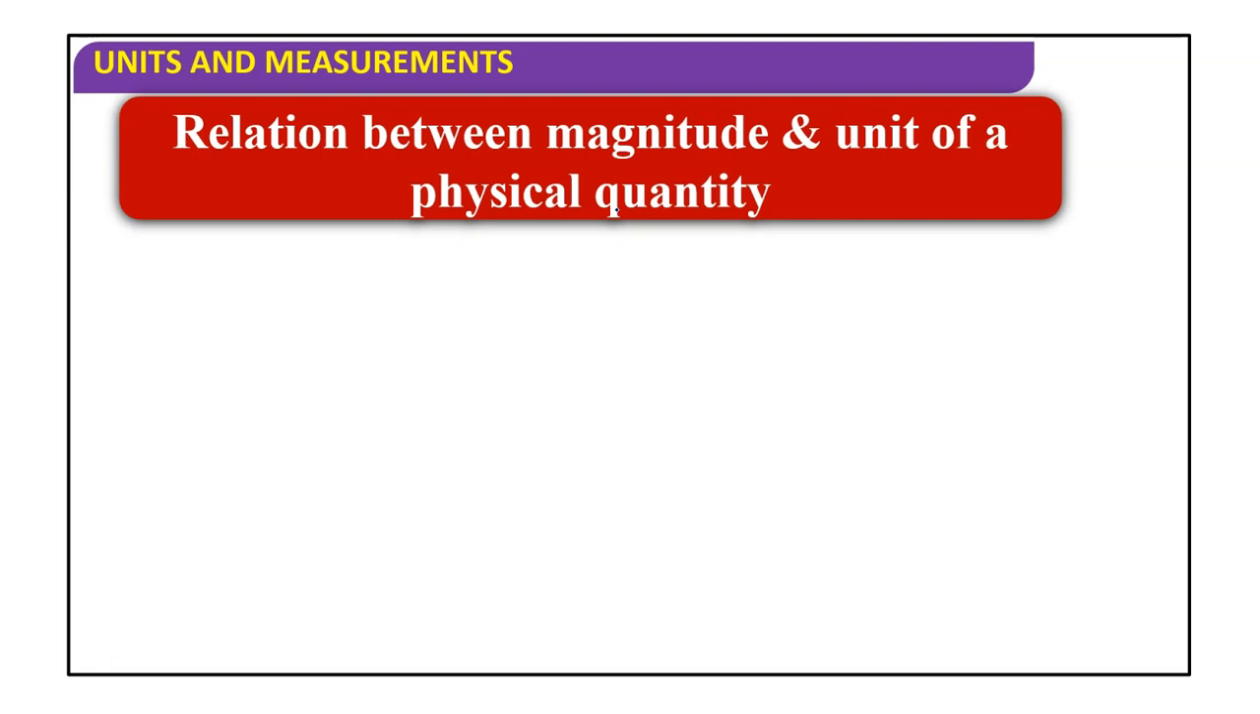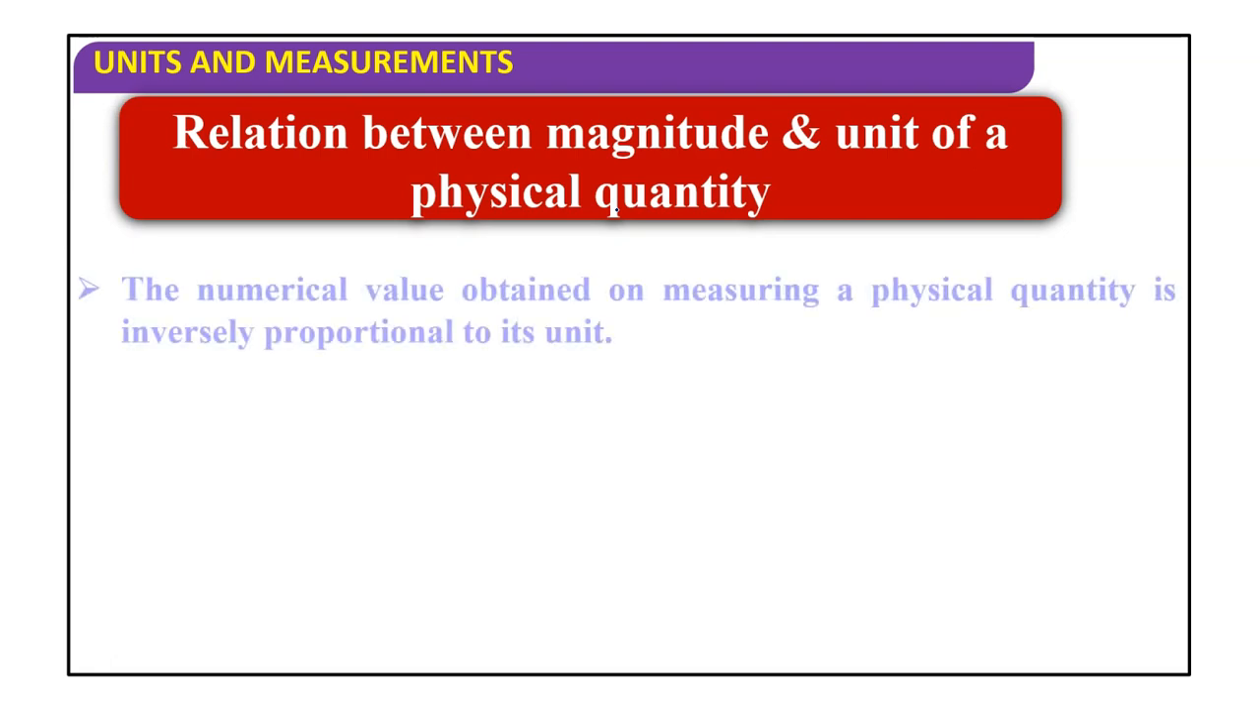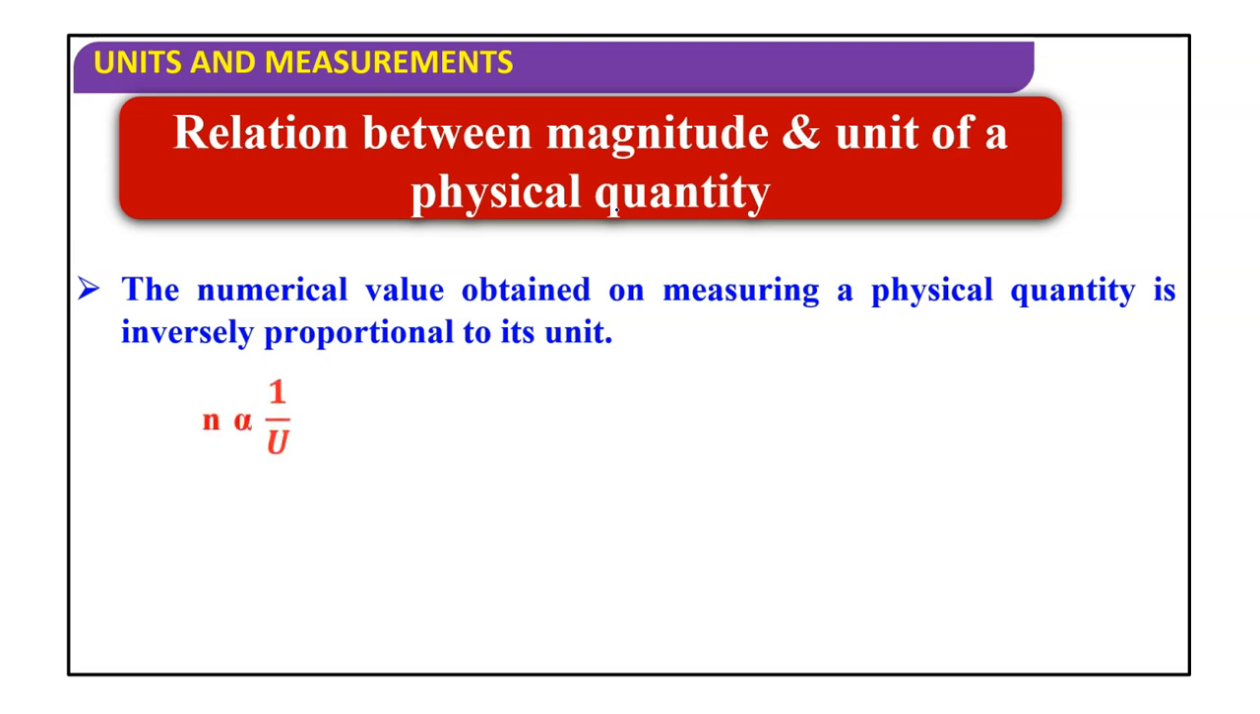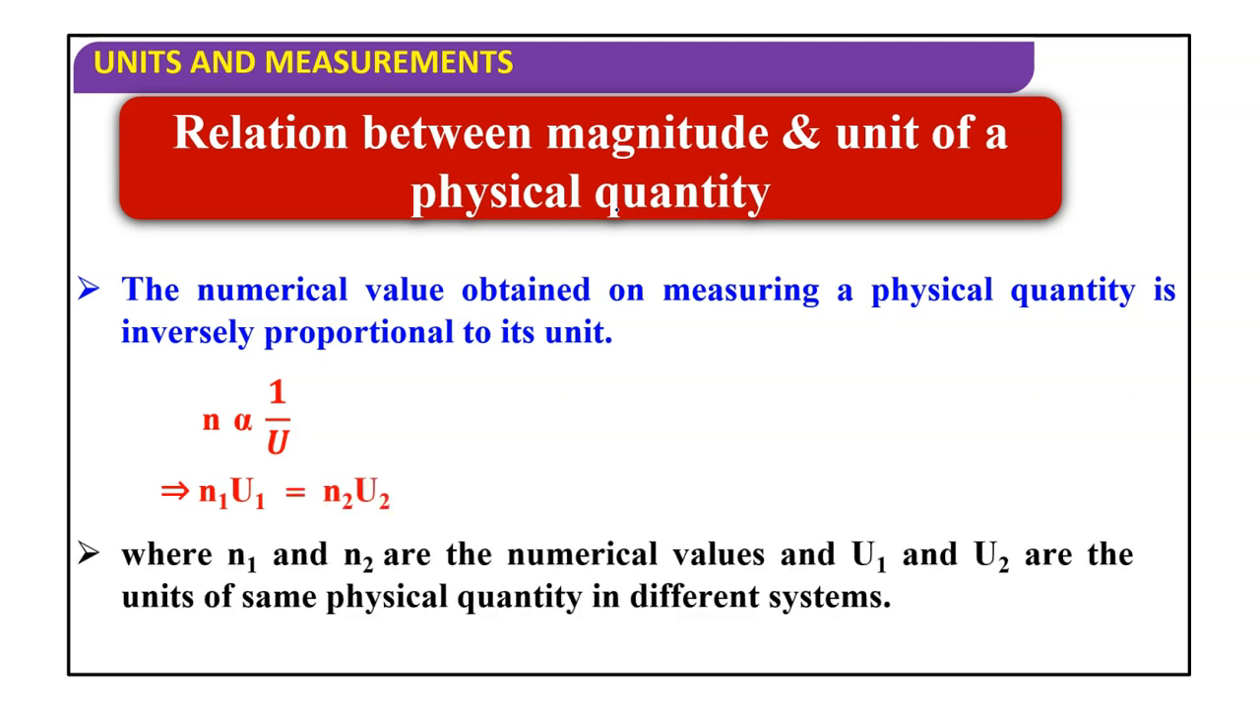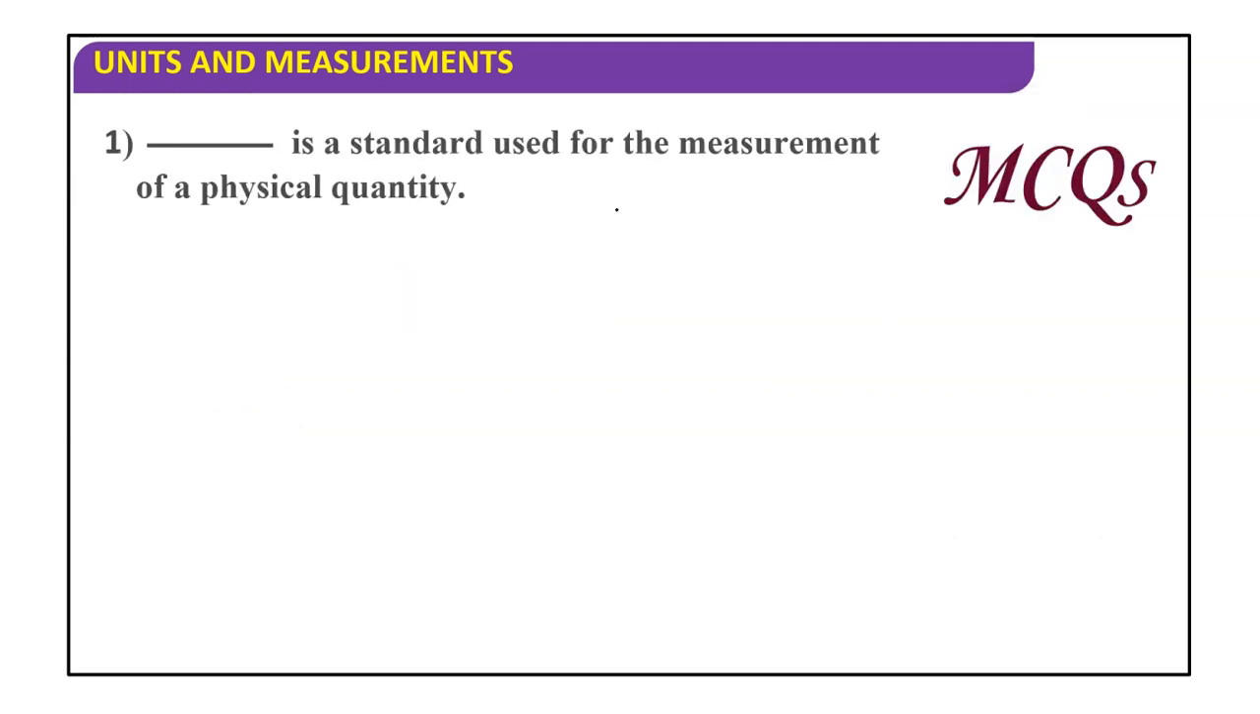Relation between the magnitude and unit of physical quantities. The numerical value obtained on measuring a physical quantity is inversely proportional to its unit. For example, n is inversely proportional to its unit. We say n1 u1 equals n2 u2, where n1 and n2 are numerical values and u1 and u2 are units of the same physical quantity in different systems.